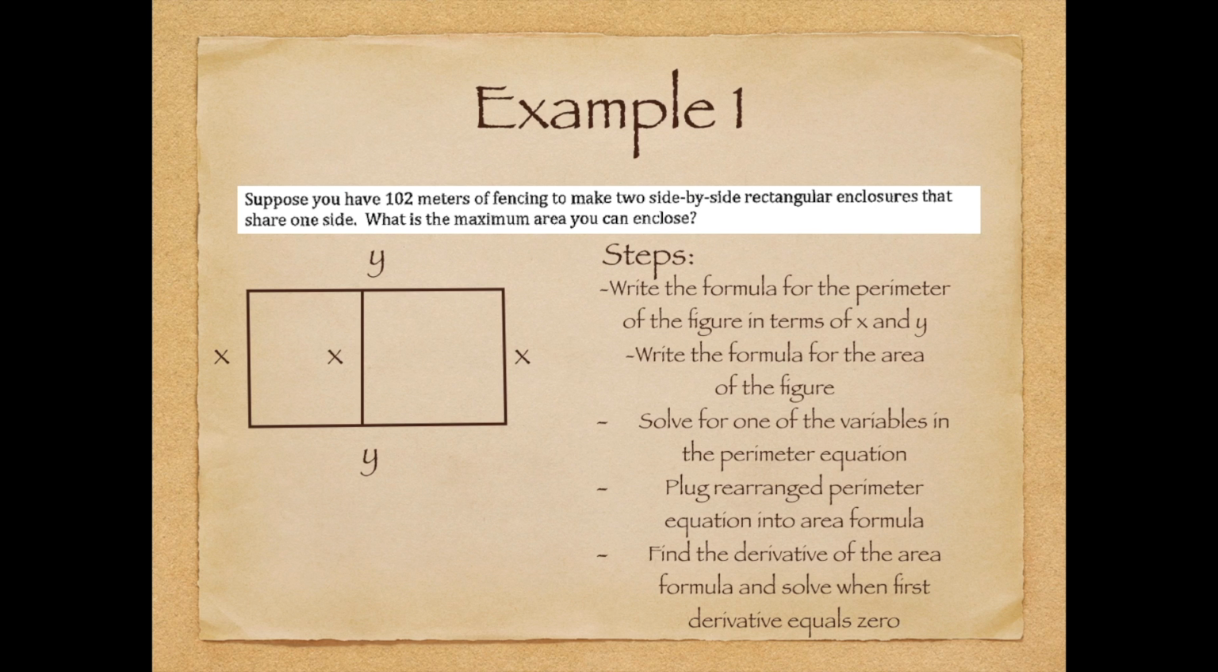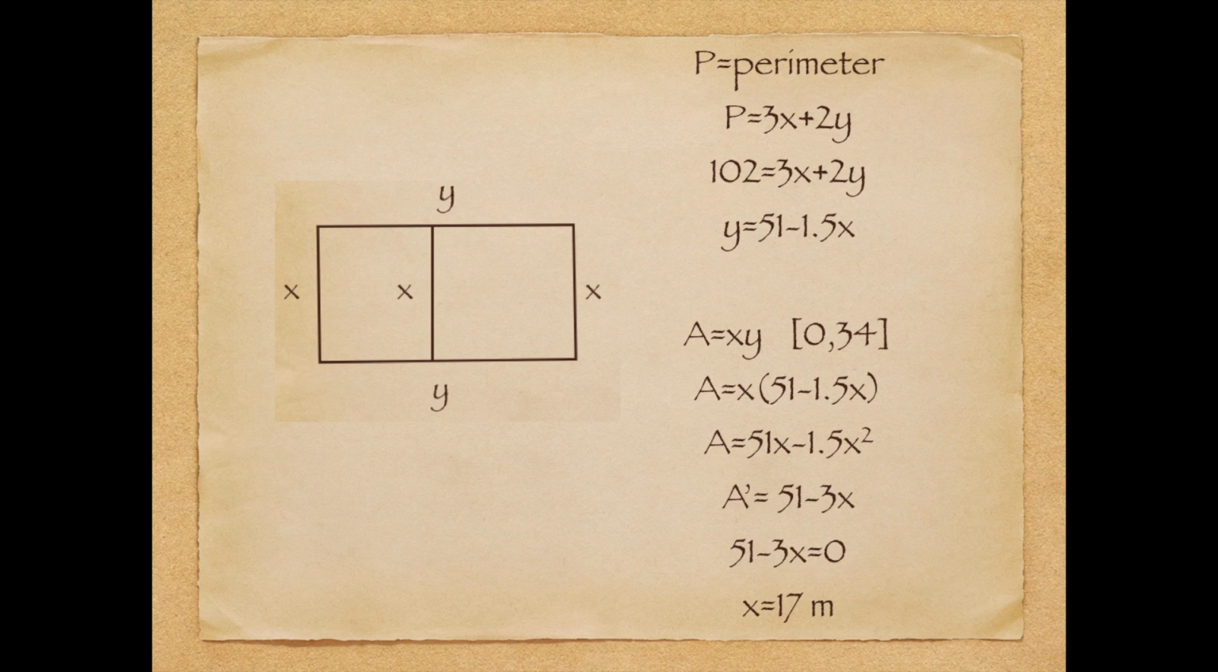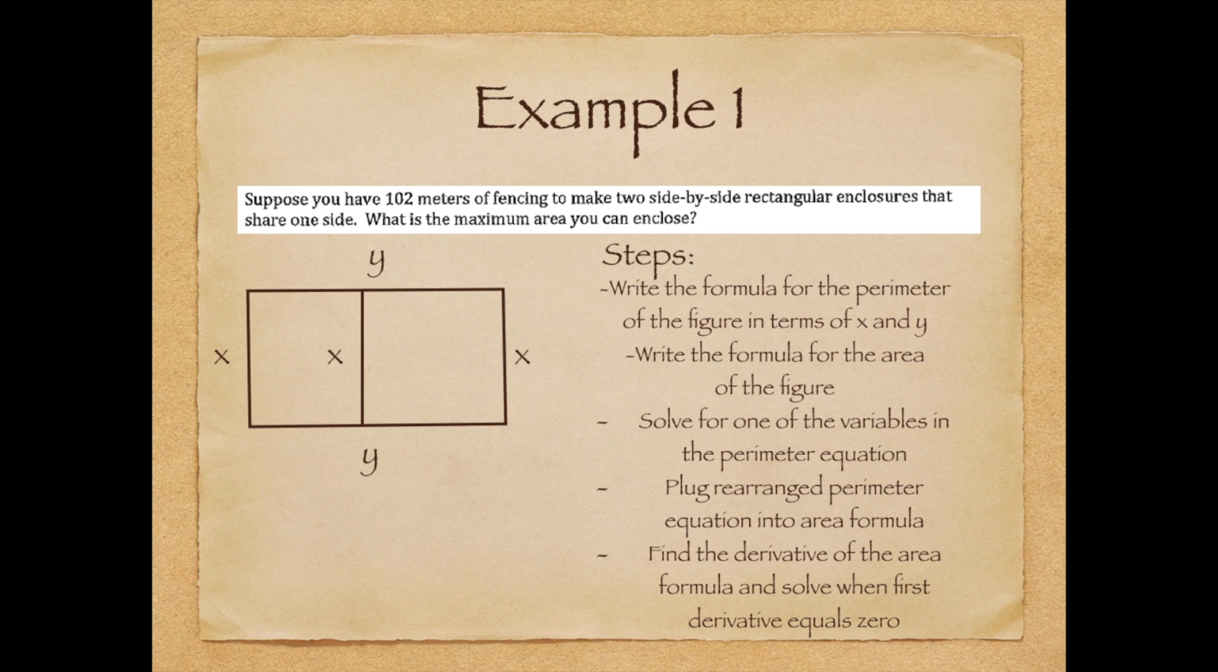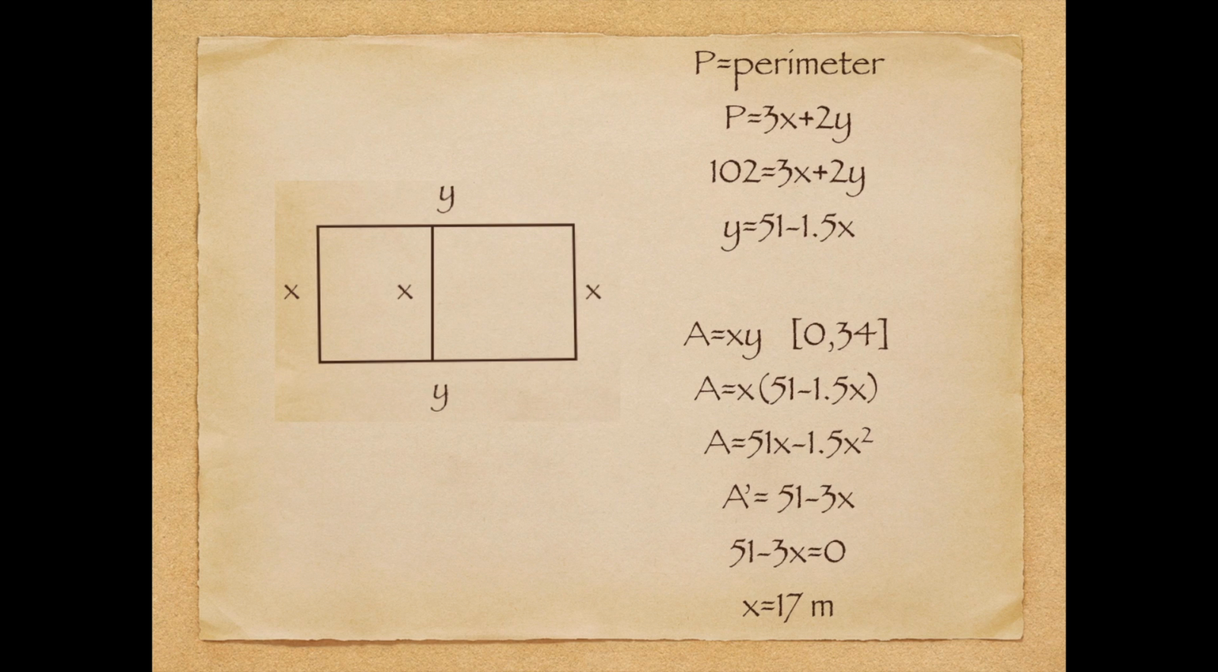Then we solve for one of the variables using the perimeter equation. If you can't follow along with me, I'll show you in the next slide. There's the perimeter. We use 3x plus 2y, and we set it equal to 102 since we have 102 meters of fencing. We solve for one of the variables. We just subtract 3x from both sides, divide by 2, and get y equals 51 minus 1.5x.